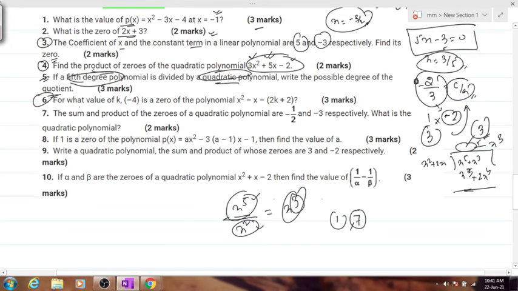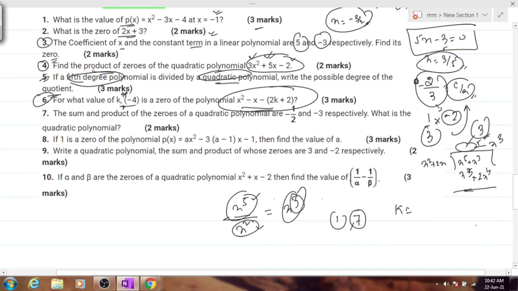Now question number 6. What is the value of k if minus 4 is a zero of this polynomial? You put x equals minus 4. What will you get as the value for k? 129. How much? Sir, 129.